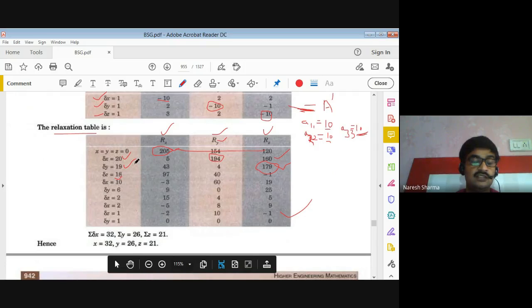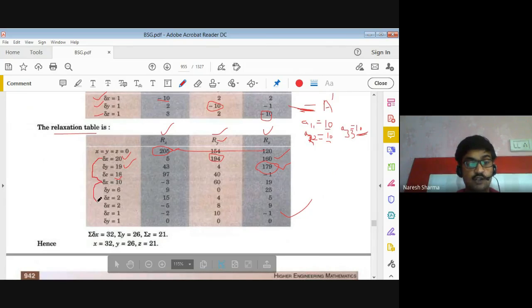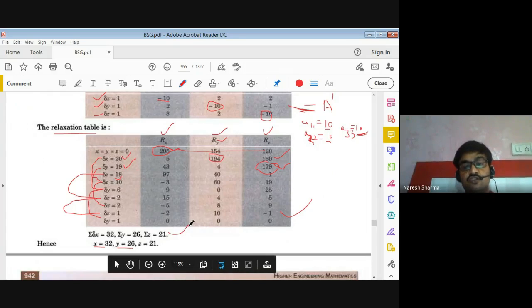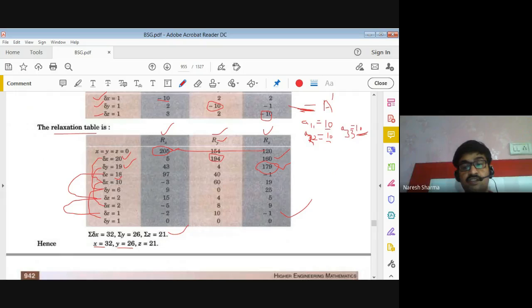After that you can add all the changes in x, and the total change, that is the sum of these, is called x. Similarly, the total change in y is called y. The total change in z, the sum of all these three values, is called z, which is the solution of your system of linear equations. So I'm stopping here. Hope it's clear to you.